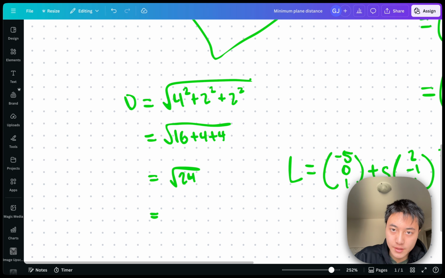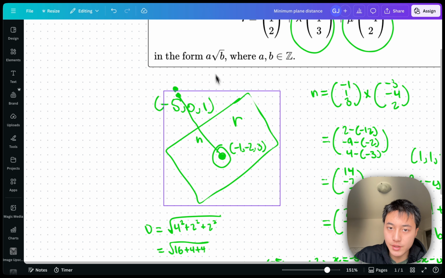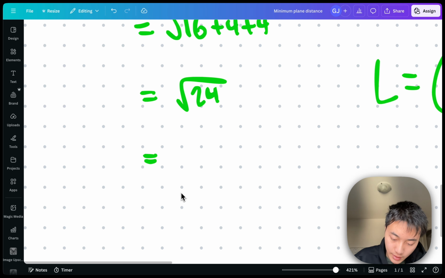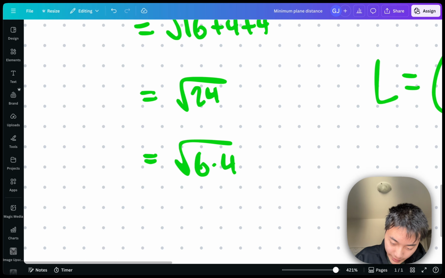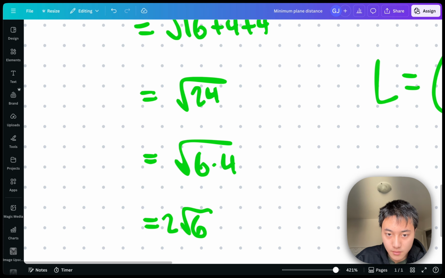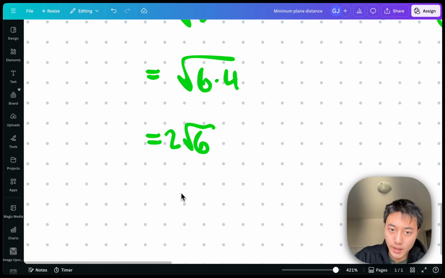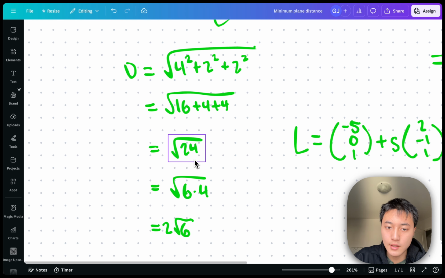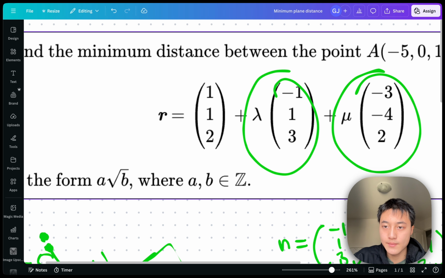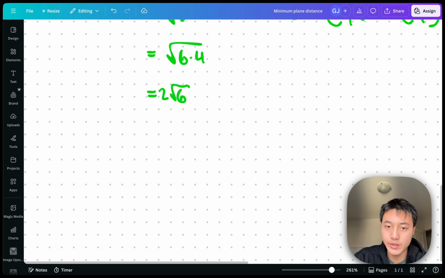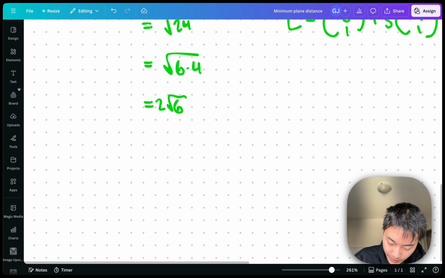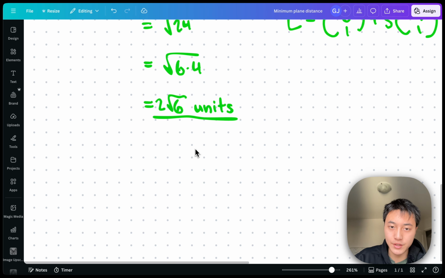And then, what is it? It wanted it in this form, so we can simplify this even further. What is 24? 6 times 4. Okay, yeah. And then 4 can be moved out. Okay. And I'm pretty confident with this. What are the units? There's no units. Okay, well, I'm just writing units. Okay, and that's the final answer.